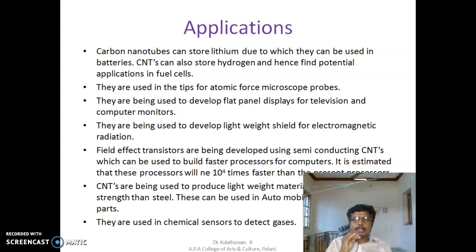Field effect transistors are being developed using semiconducting carbon nanotubes, which can be used to build a faster processor for computers. It is estimated that this processor will be 100 to the power 4 times faster than the present processor. Carbon nanotubes are being used to produce lightweight materials with a higher strength than steel. This can be used in automobile, aircraft, and rocket parts. They are also used in chemical sensors to detect gases.